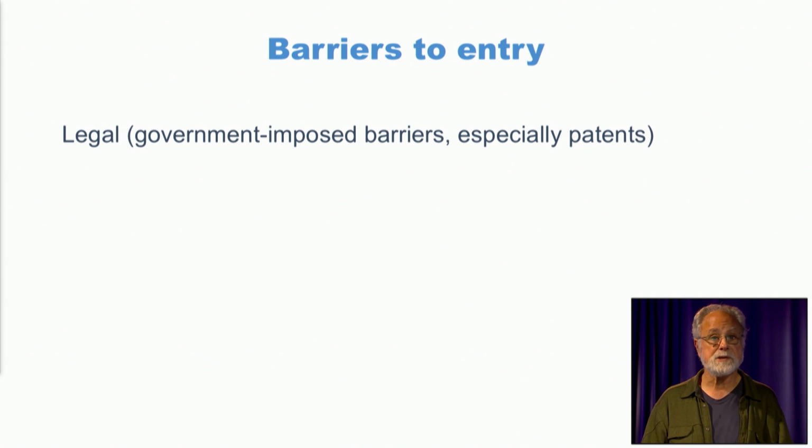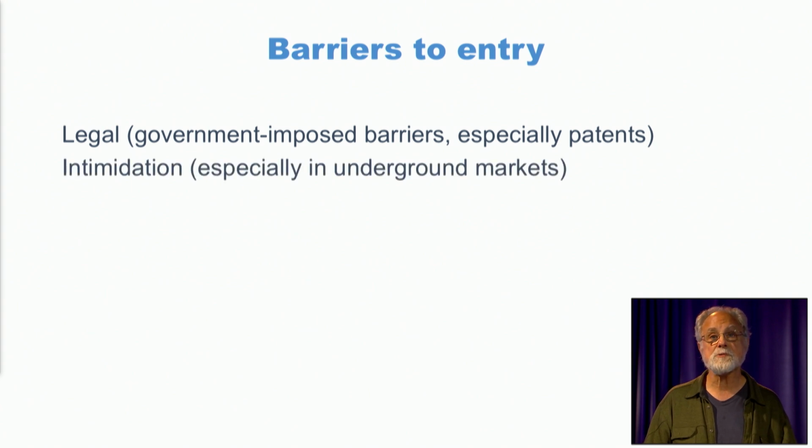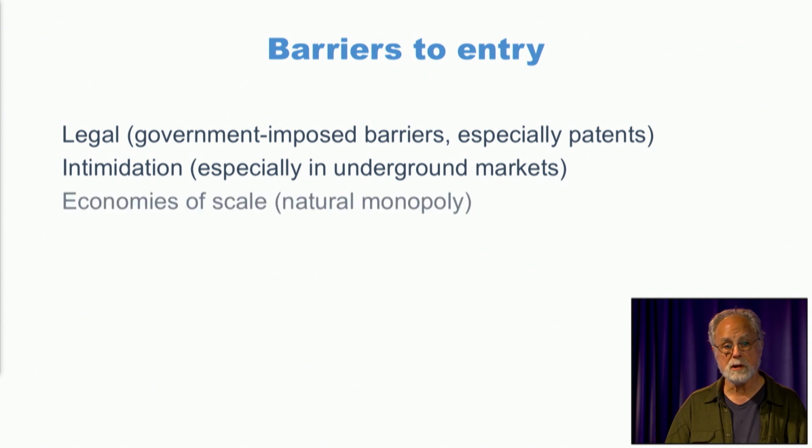If you have a patent on something, you own it, and you're the only one authorized to sell the product based on that patent unless somebody else licenses it from you, in which case they have to pay you for that right. But there are others as well. Intimidation, the threat of violence, is important, particularly in underground or illegal markets. Think of the market in illegal drugs, where the threat of shooting somebody could be what keeps them out of the market. That's clearly a major barrier to entry.